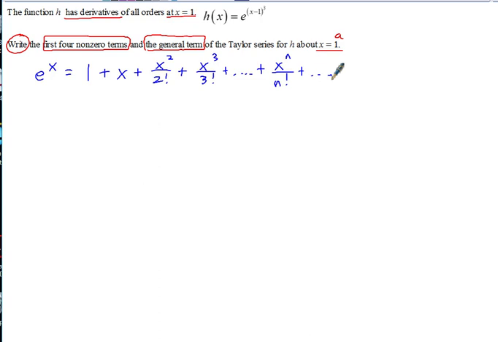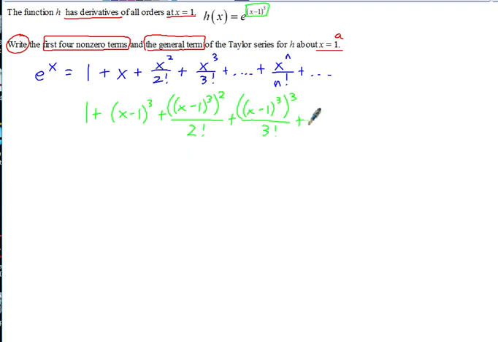So all we have to do here, since it's modified, notice instead of x, we've got x minus 1 cubed there. So for all the x's, we'll just substitute that in. So the 1's not going to change. I will say 1. But for this x, we'll have x minus 1 cubed, plus x minus 1 cubed squared divided by 2 factorial, plus x minus 1 cubed over 3 factorial, plus dot dot dot.